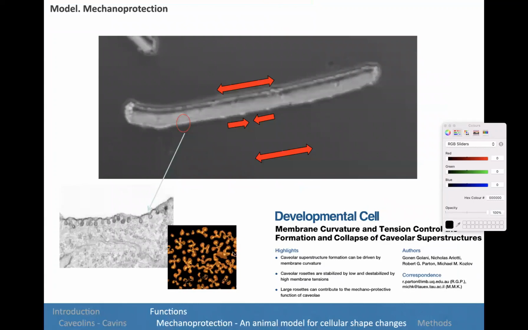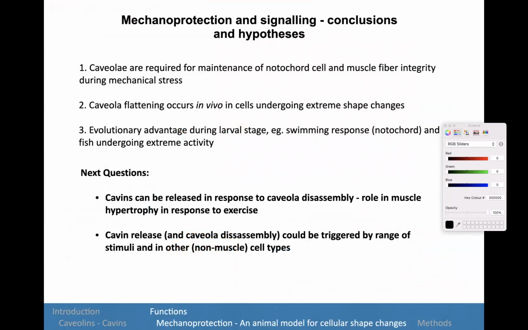So we think this is what's happening, that under extreme conditions, the caveolae can flatten out. We'd like to be able to look at this in real time in the fish, so we're working on that now. And we think that these superstructures that I showed in these first slides are actually important in the mature muscle fiber, because these rosettes can move into the membrane in a very efficient large-scale manner to change the apparent surface area. So caveolae are required for maintenance of the notochord cell and muscle fiber integrity during mechanical stress.